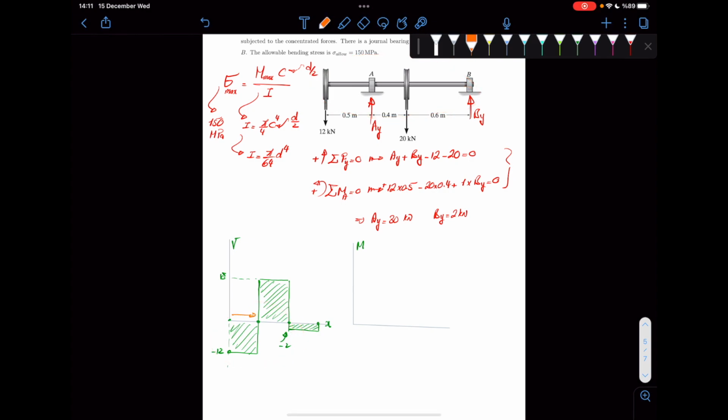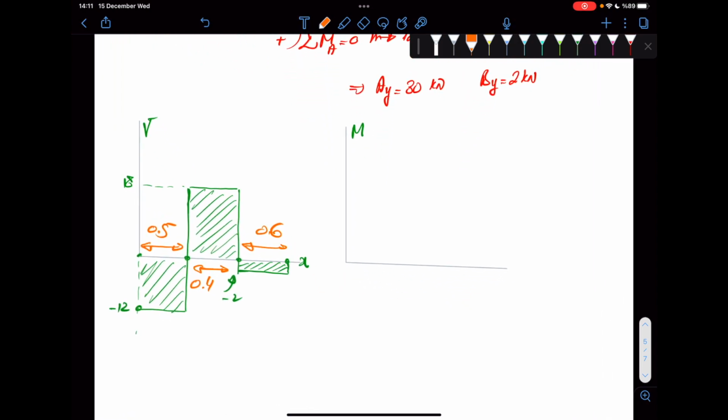So this distance here is 0.5. This is 0.4. And this one is 0.6. Okay? So you will have a line with the slope of minus 12 coming all the way to this point that is at 0.5. So this would be basically your line. And minus 12 times 0.5, this is minus 6, obviously, right? So that's minus 6.